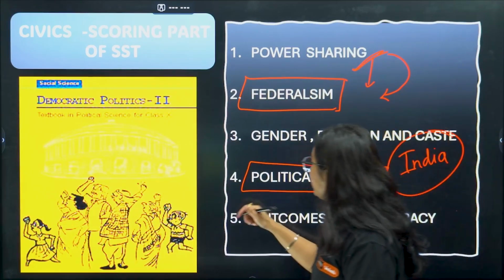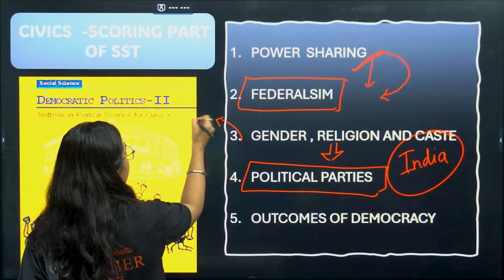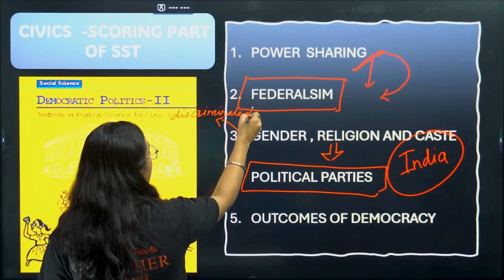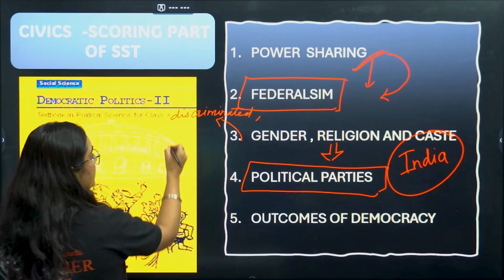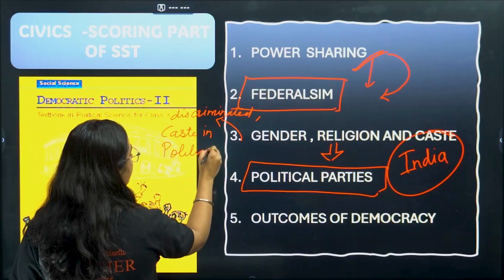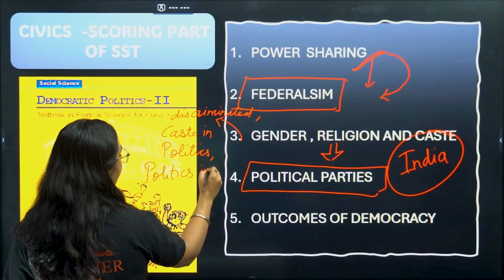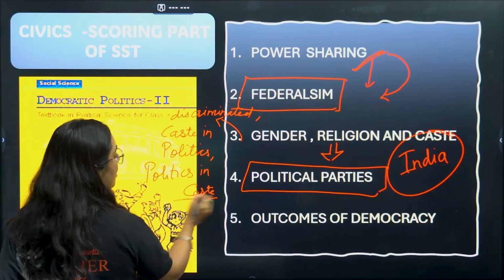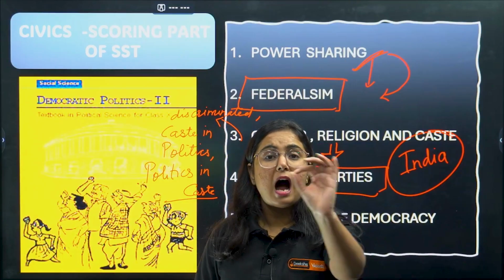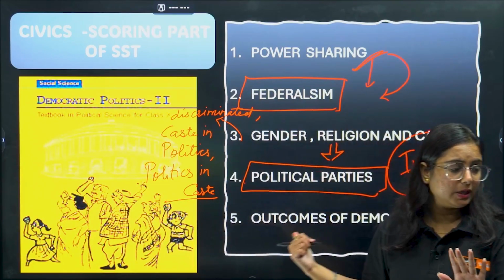Some of the important topics from this chapter are such that in gender, religion, caste, you can see how women have been discriminated against for years. Then caste in politics, and then politics in caste, are such important topics. If we talk about political parties, it is a very important chapter. I am giving you 100% guarantee that a 5-marker question will come from this political parties part.